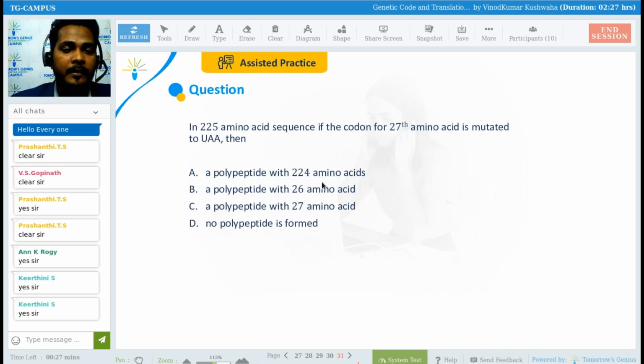Now the next question. In a 225 amino acid sequence, if the codon for the 27th amino acid is mutated to UAA, then what?